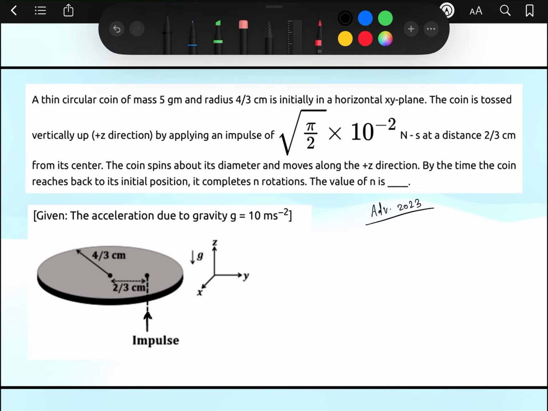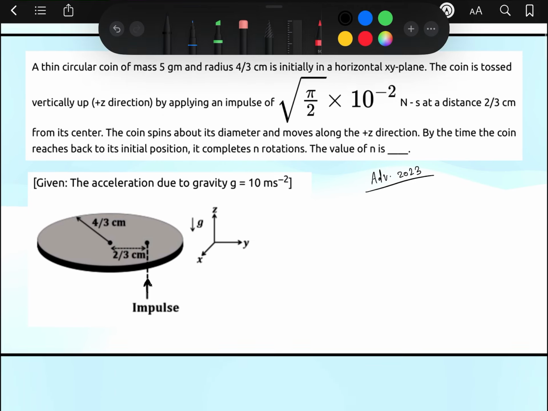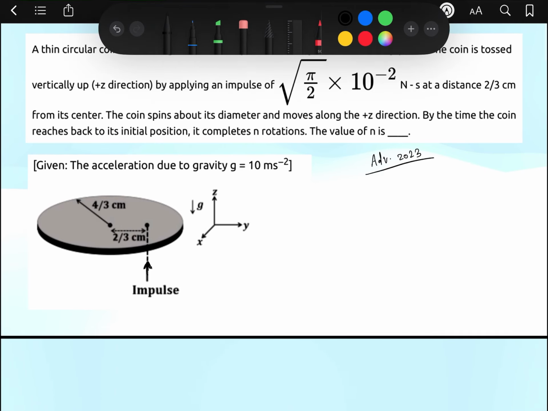A thin circular coin of mass 5 gram and radius 4 by 3 centimeter is initially in the horizontal XY plane as shown in the figure. The coin is tossed up vertically up in the plus z direction by applying an impulse of root under pi by 2 into 10 to power minus 2 Newton second at a distance of 2 by 3 from the center. So at this point we are applying this impulse, and the value of this impulse is what?